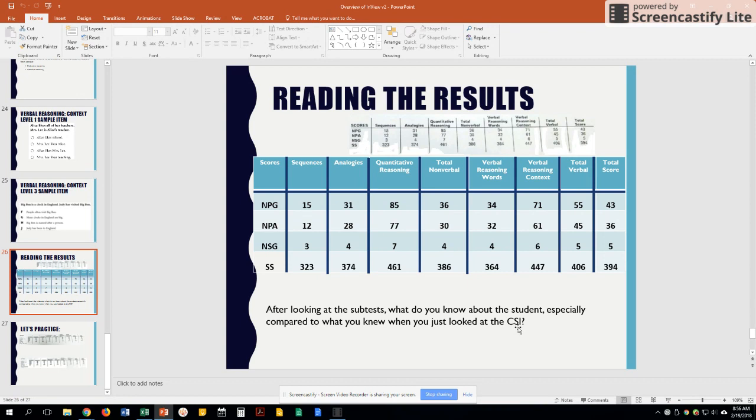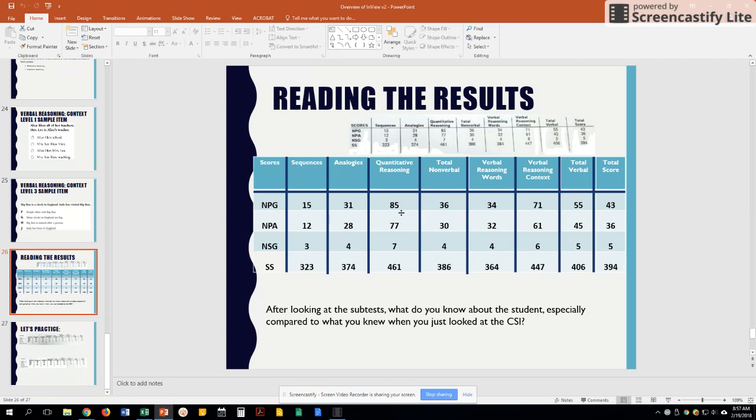When you start looking at the subtests, there's an entirely different picture of this student compared to when you just looked at the cognitive skills index. The cognitive skills index, when you were looking at that 94, leaves you just below the 50th percentile. But when you take a closer look, let's look at the child's quantitative reasoning skills. It's an 85th percentile. And what that means is that this child scored better in quantitative reasoning than 85% of the other children who took the same test.